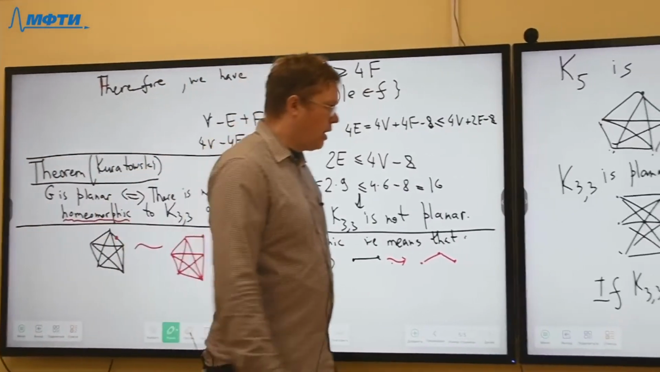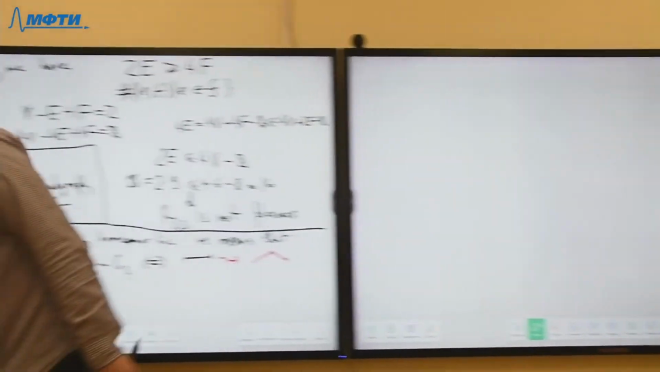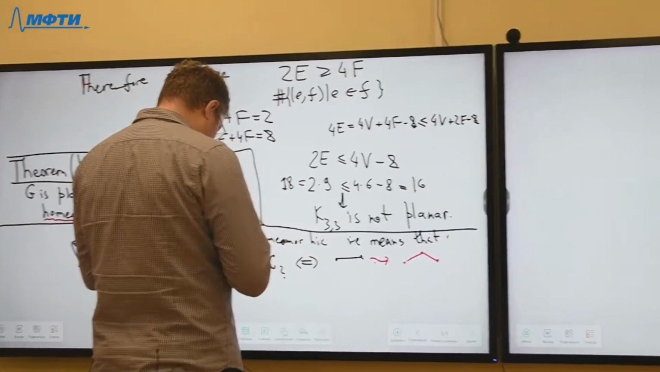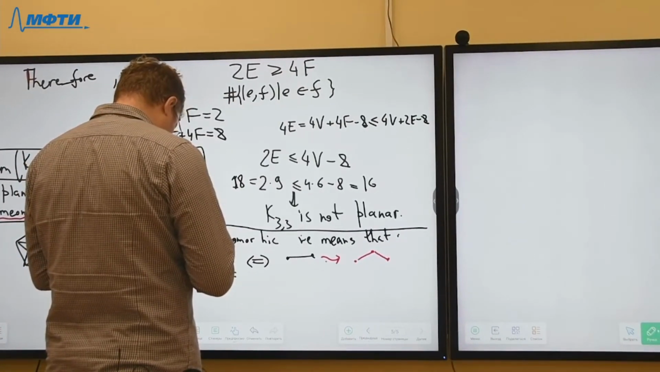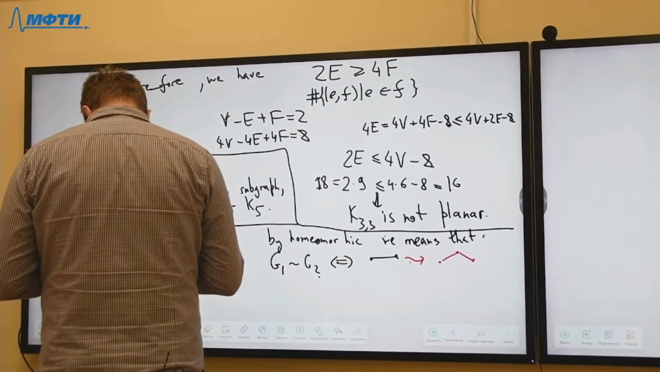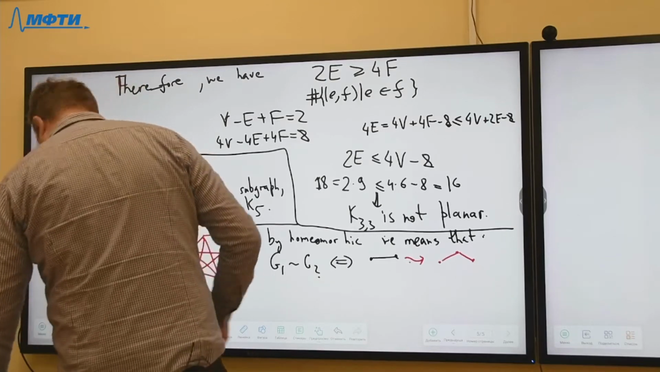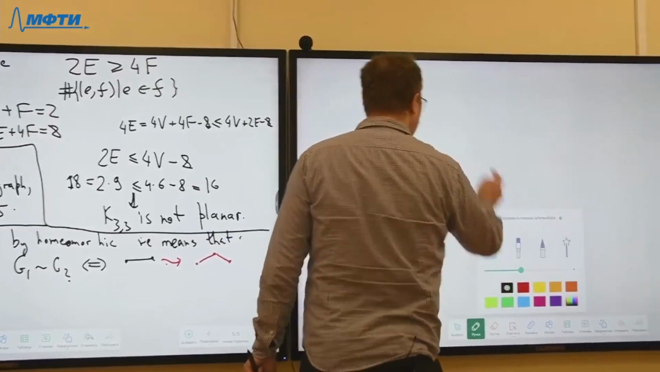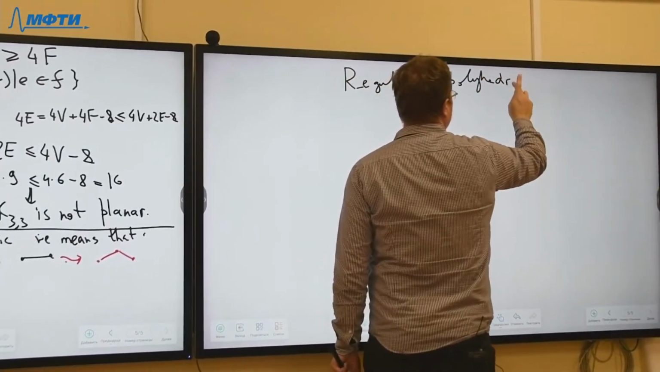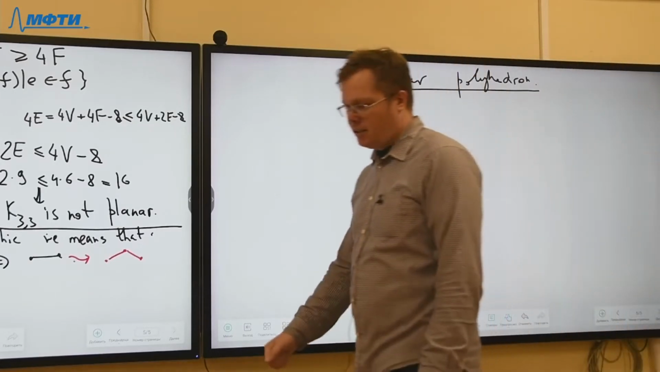Okay, so I'll tell you something about regular polyhedra, the classification of regular polyhedra, and then we'll have a little break. I just remind you that in the previous lecture, I announced that one application of the Euler formula is the classification of regular polyhedra.